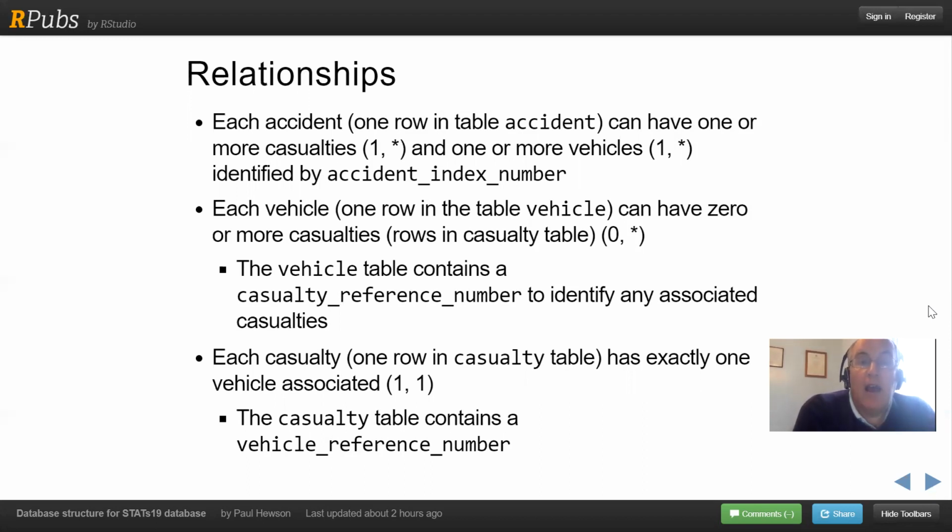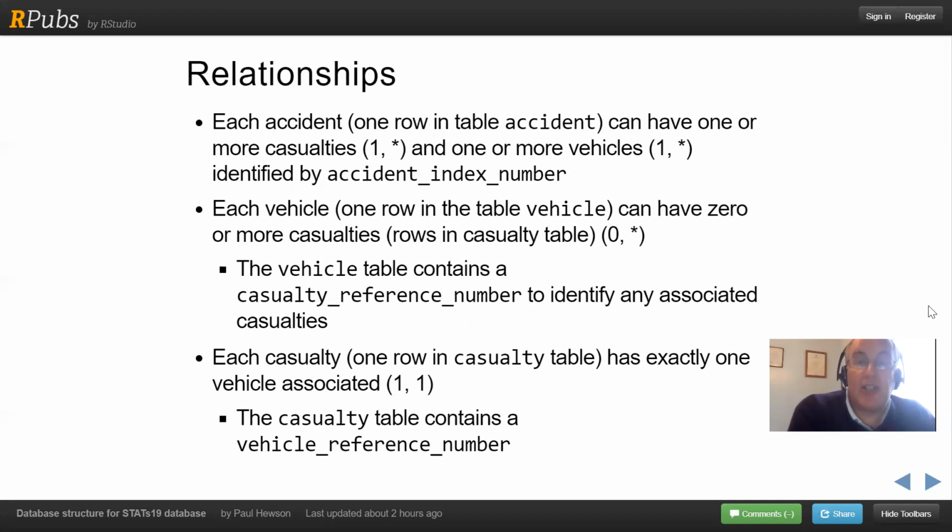And also, there's further associations, because each vehicle, every row in the vehicle table, each vehicle that has been involved in a collision can have 0 or more casualties. And the notation for that is within the brackets 0, star, telling us that it's possible that a vehicle has no casualties associated with it, or many. And the vehicle table itself contains a foreign key to identify the casualty that's associated with that vehicle. That's the casualty reference number.